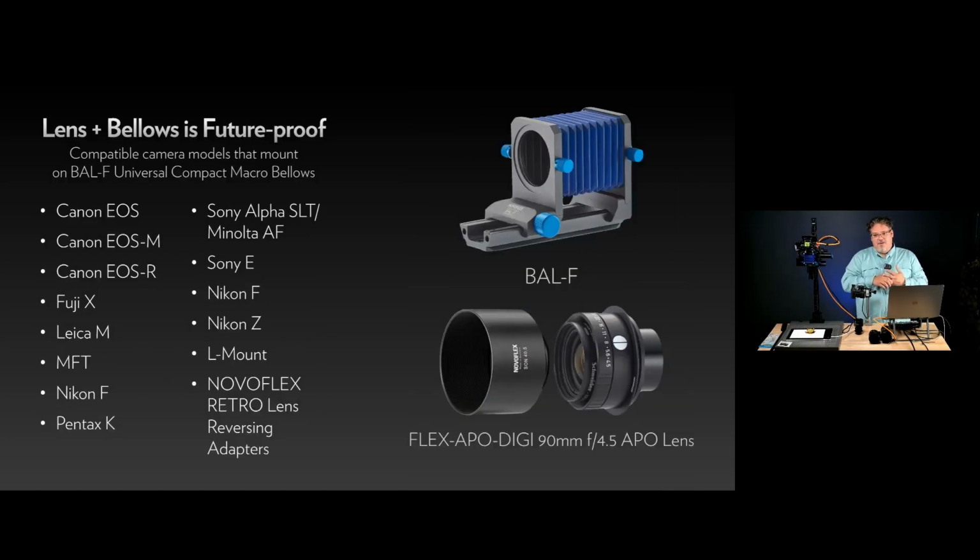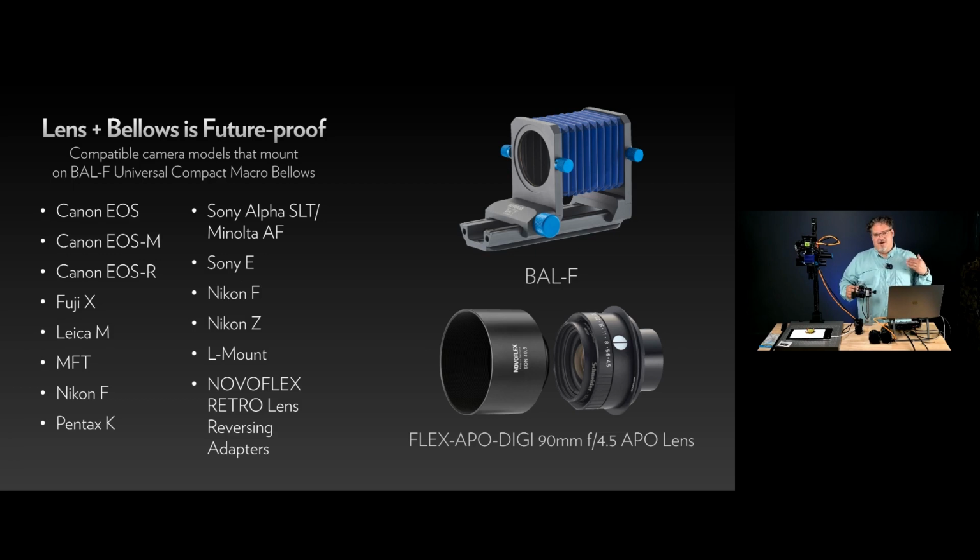This is the big point. This is future proof. If you get this macro lens and pair it with the BAL-F Bellows, no matter what camera body you get in the future with a 35mm sensor, you're going to be able to use it on that camera body. And this is really where the investment pays off.